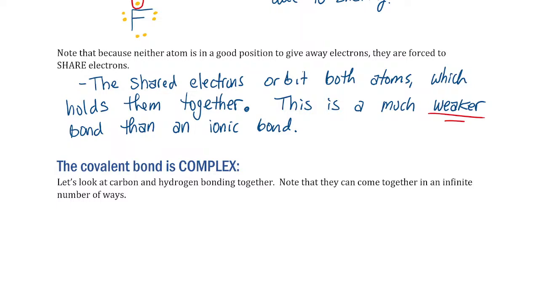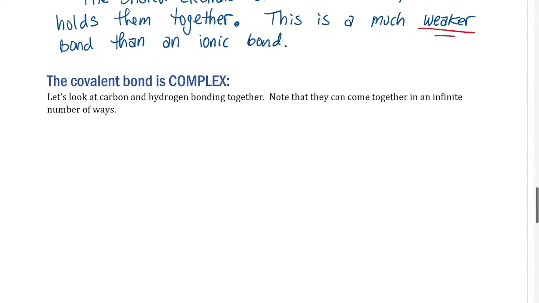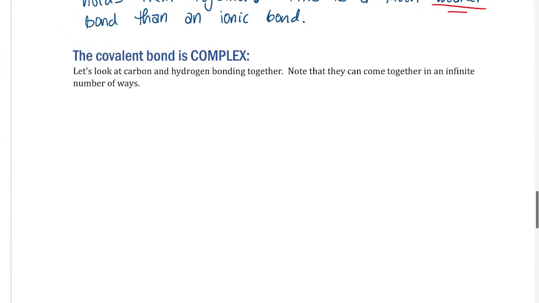So one note is that the covalent bond is complex. It's complicated. And just to show you one example, if we put carbon together with hydrogen, they can get together in an infinite number of ways. There's just no end to how you can do this. And we're going to look at just two examples. The first one is the formula CH4. In other words, 1 carbon and 4 hydrogens.